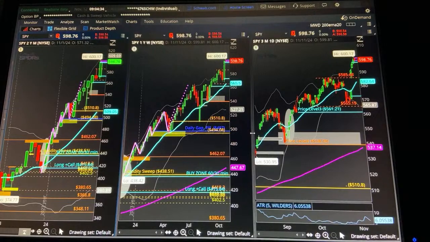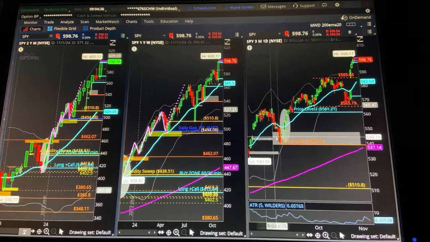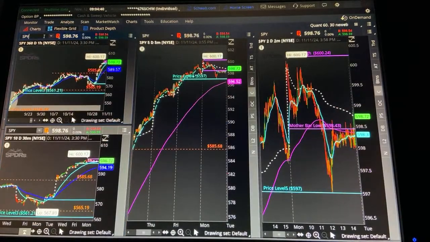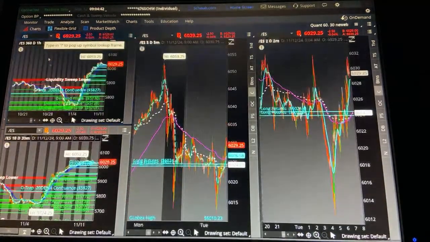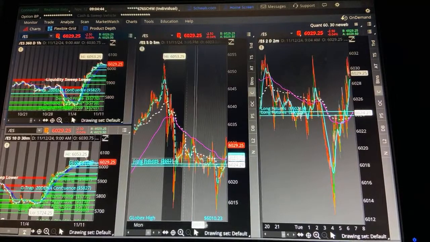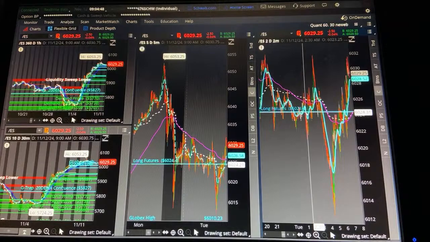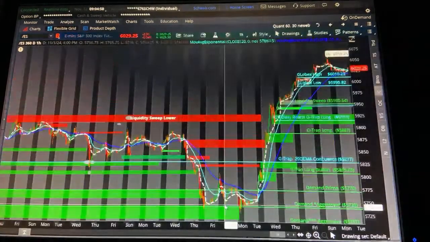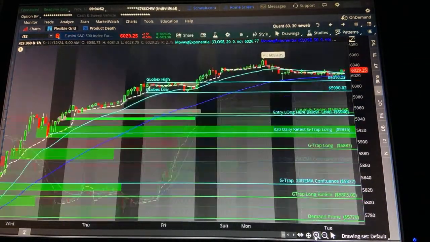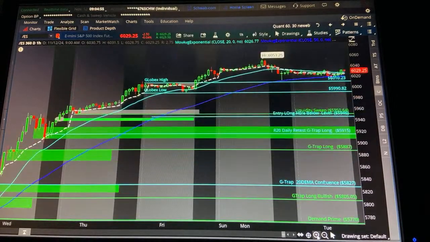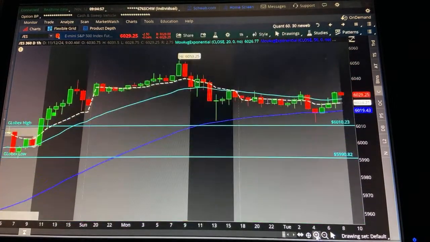All right, so I got monthly, weekly, daily, top-down approach. I got the 60-minute time frame upper left here. I got the 30-minute down here, 5-minute here, 2-minute here. All right, I'm going to pop up in the 60-minute time frame. Map out what's called our Globex, so the 1 hour time frame of the S&P futures.